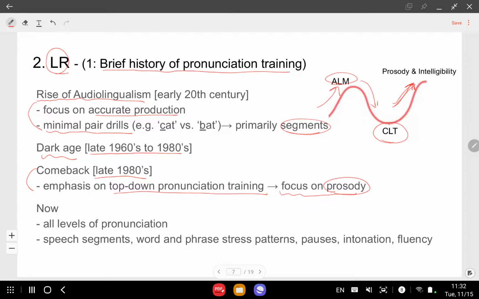And where are we now? Now all levels of pronunciation are considered important and ought to be taught. So we can teach things like speech segments, word and phrase stress patterns, pauses, intonation, and fluency. They're saying we should focus on all of these parts overall.